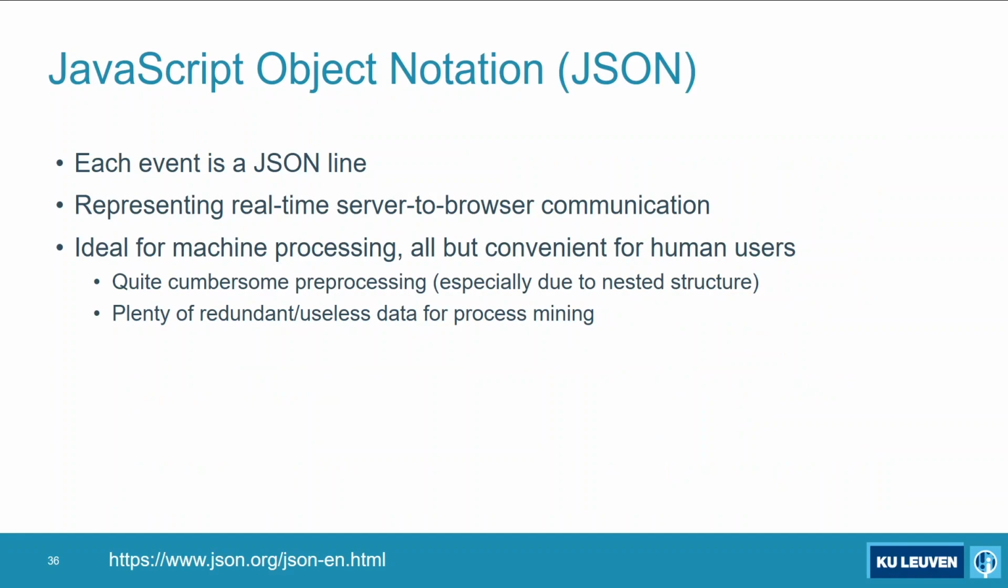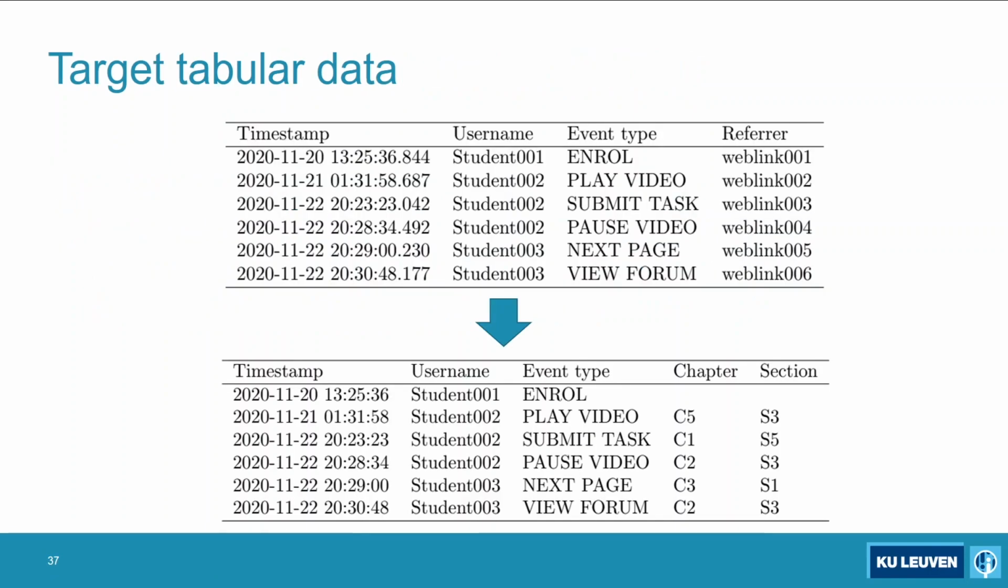Why is it not easy? Well, each event is one line in JSON, but you have nested JSON, so these things refer to objects and they are nested structures. They were not intended to be human readable at all, right? It was meant to just store data reflecting real-time communication between server and browser. So it's quite cumbersome to pre-process. You have lots of redundant data that is not necessary for process mining, and it requires quite a lot of effort to write a script that would extract the right pieces of information from such a JSON log, right? But that's actually what we did.